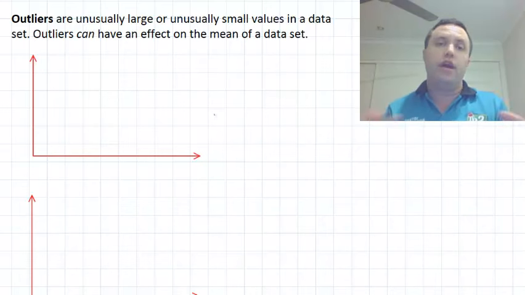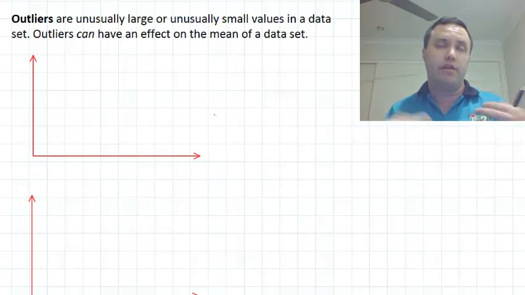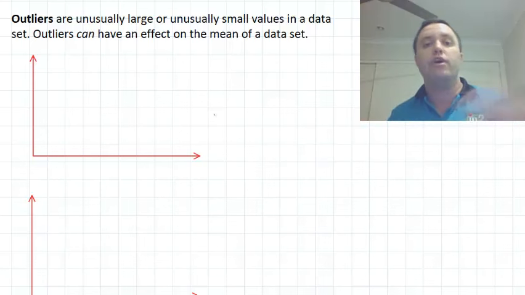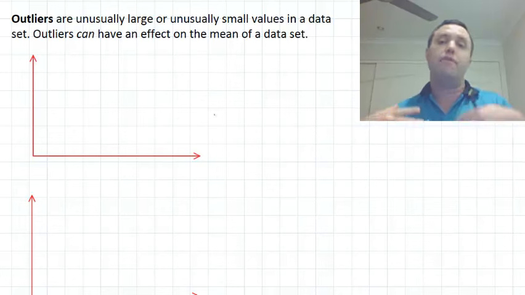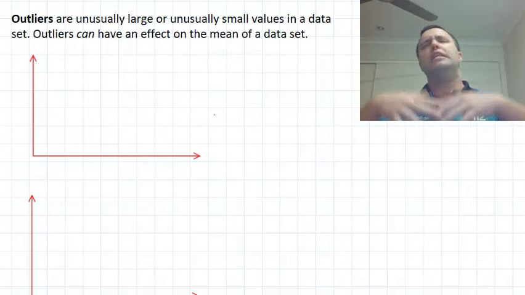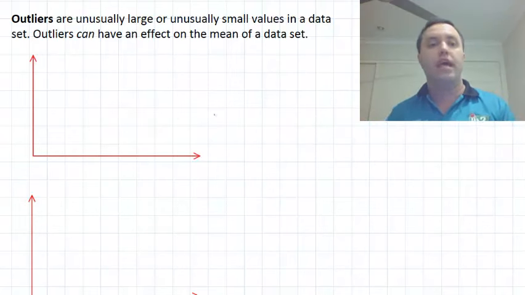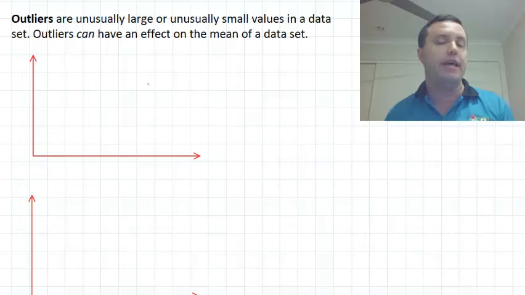Lastly, I know our textbook tends to push this a little bit, but there are these things called outliers, which are unusually large or unusually small values. Remember at the start I talked about the stones in the shoe, and maybe someone had 200 stones in their shoe for some reason. That would be an outlier because it's an unusually large number of stones. Or they can be unusually small values depending upon what type of data we're talking about. Sometimes outliers can have an effect on the mean of a data set.